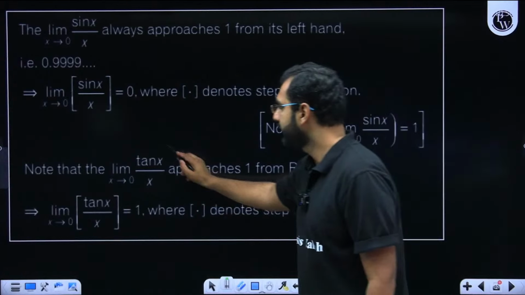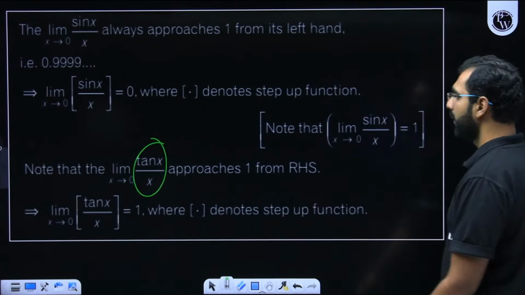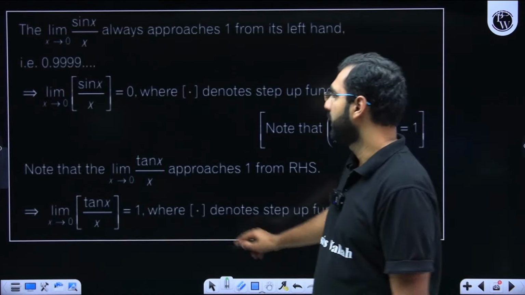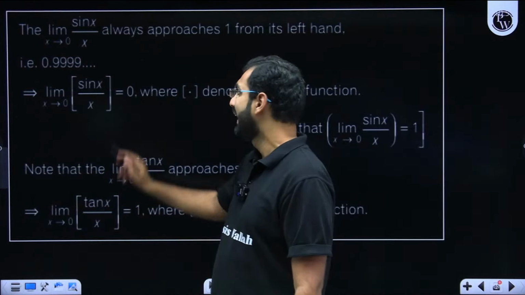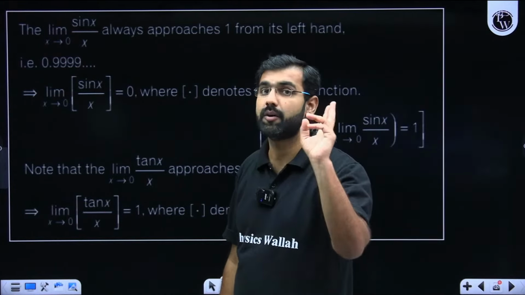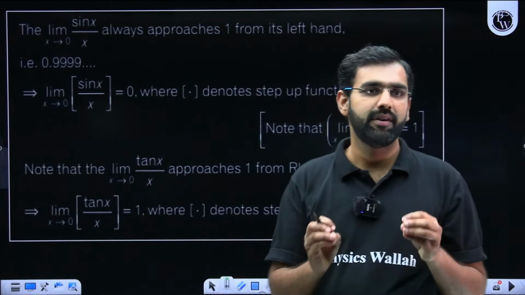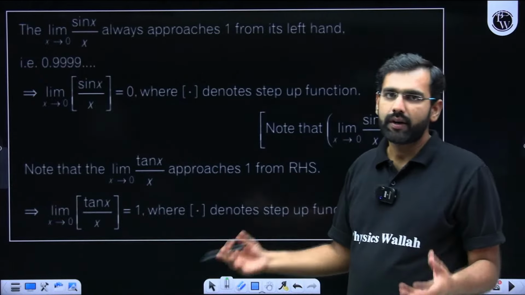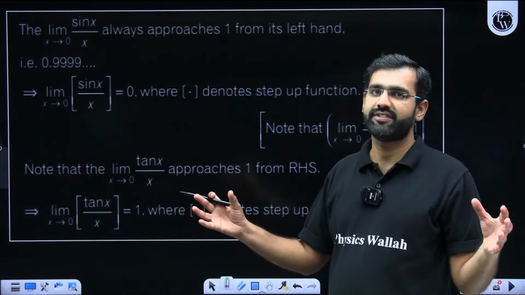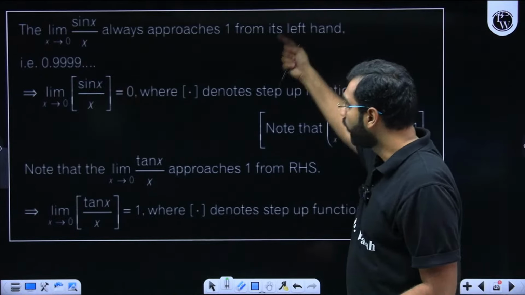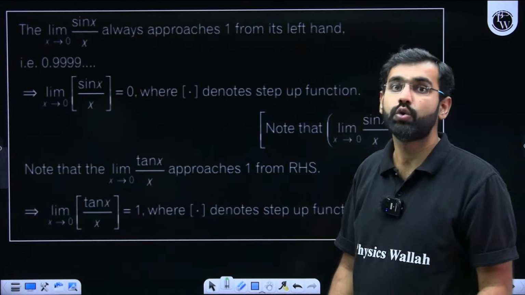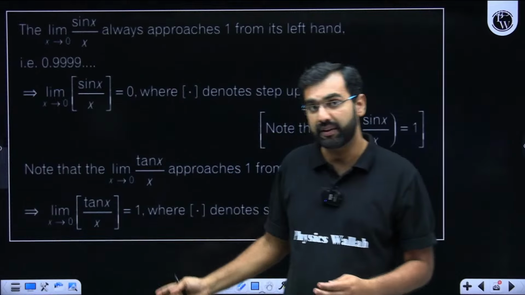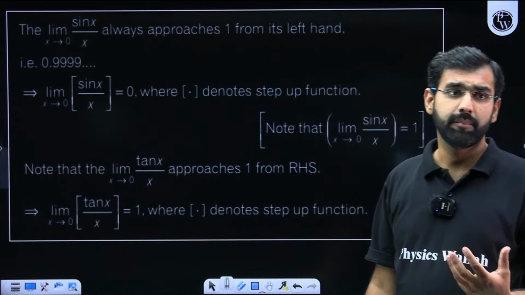What do I mean by that? Tan x upon x from the right hand side approaches 1, which means the GIF of tan x upon x when x approaches 0 will be 1. But if sin x upon x, when x approaches 0, is taken and GIF is put, then don't say it will be 1, it will be 0. Please remember these small nuances, they matter a lot. You don't become more intelligent when you talk a lot or exaggerate a lot. You sound more insightful and logical when you know these nuances, when you know these basics. And this exam is all about knowing the basics.